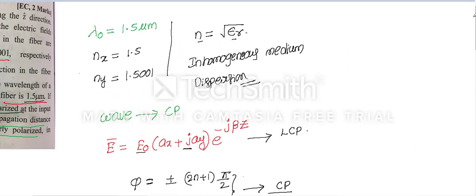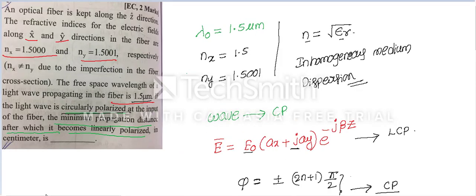Now see the problem that has been given in this case. Initially the wave is a circularly polarized wave, and after traveling some distance it becomes a linearly polarized wave. For that to be converted to linear polarization, we should either add the plus pi by 2 phase angle or subtract it. If I am able to do that for only one component, then circular will be converted to a linear polarization, isn't it?